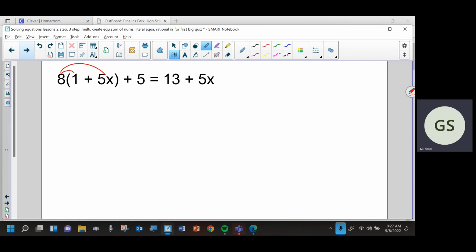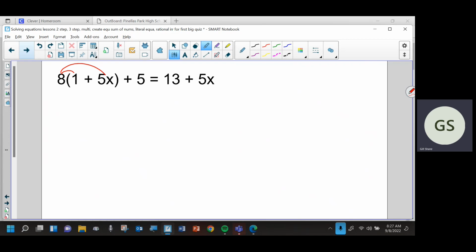A lot of kids won't do it in the beginning. They'll know not to do it there. But then somewhere later in the problem, they'll do it. You can never combine a term that has a variable and a term that doesn't have a variable. Sometimes kids will wind up writing underneath one of these something that they can't combine. So just don't ever combine that.